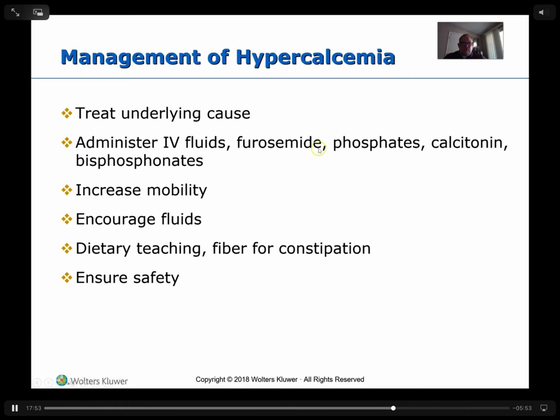Once again, your treatment for it is treat the underlying cause, administer IV fluids, Lasix, phosphates, and calcitonin. Remember, phosphates are in inverse proportion to calcium. So if your calcium is high, your phosphate's low. So you're going to want to administer some phosphates to help rebalance. Encourage mobility, encourage fluids.